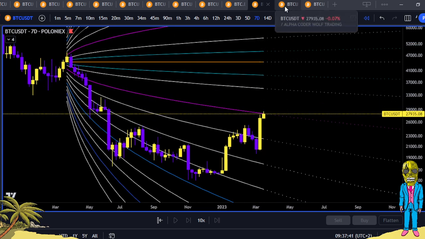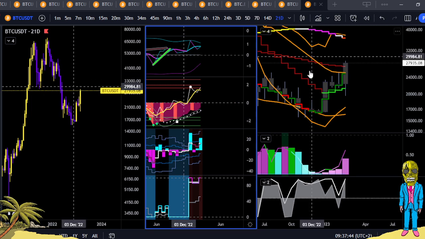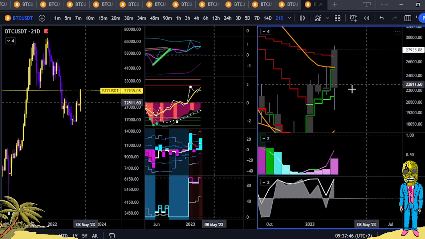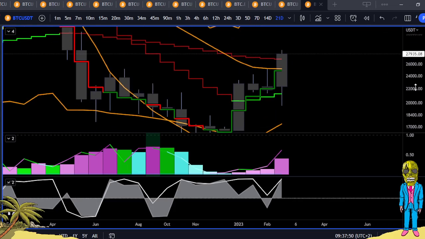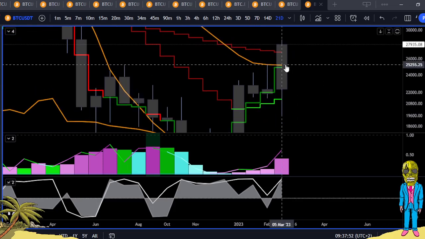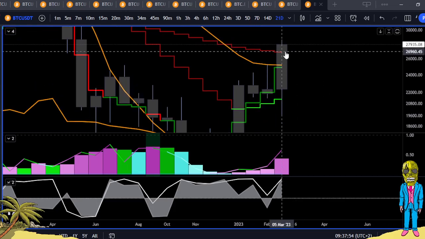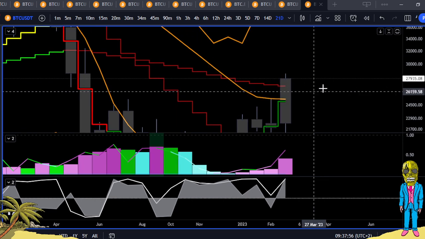Okay, so now let's go and play on our 21 day. So we did note that on the 21 day we needed to close above the mean. Alright, so we left off looking for the breakout and knowing that the mean was the pit stop. So this is on the 21 day.